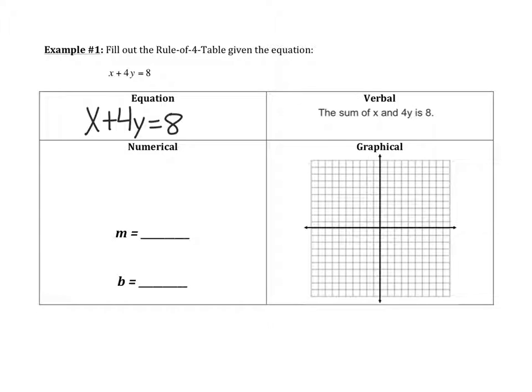You could have also just literally said x plus 4y is equal to 8, or anything more difficult or more easy than just stating it the way I did. Next, we're asked to express the equation numerically by finding the slope and the y-intercept. Our equation is x plus 4y equals 8. I can only find the slope and the y-intercept when y is by itself. Therefore, I need to take this equation and solve for y.